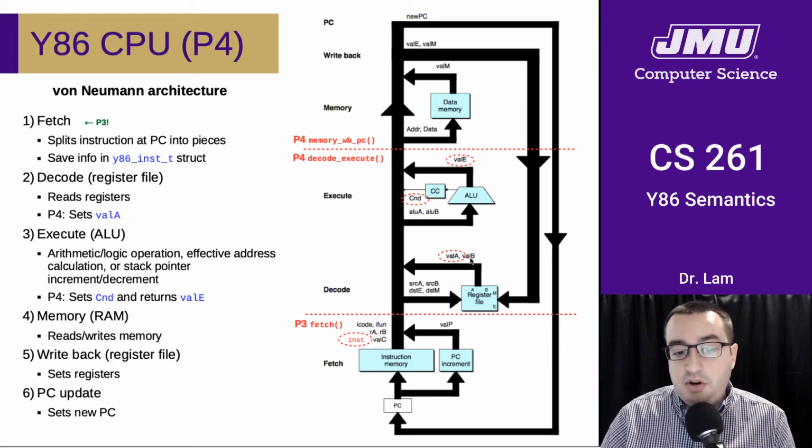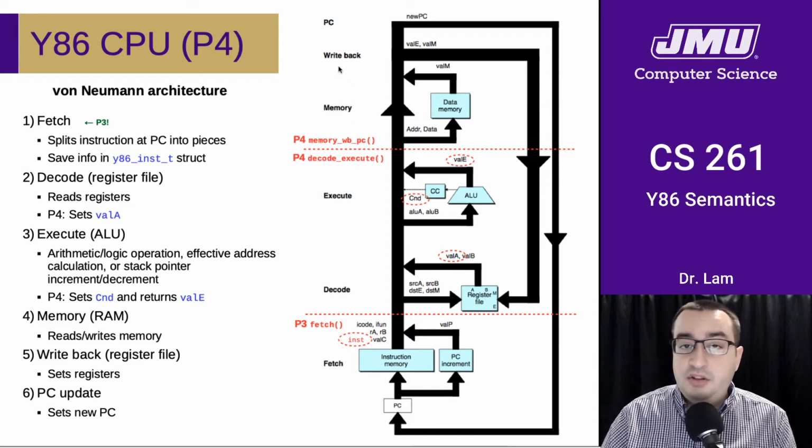Some of the things that are used here, like val B, are entirely self-contained within this stage, and we don't need to expose those to later stages. So we're going to let you implement that however you'd like. But there are a few things that we're going to use to communicate between decode, execute, and the last 3 stages, which we're going to put together into one routine called memory write back PC.